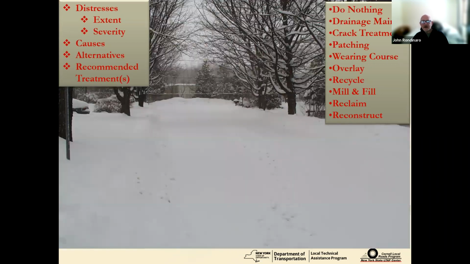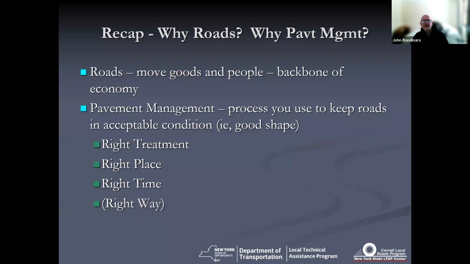And with that, I need everybody to weigh in. What repair do we do to this road? And if you said anything but snow plowing, better find another business.